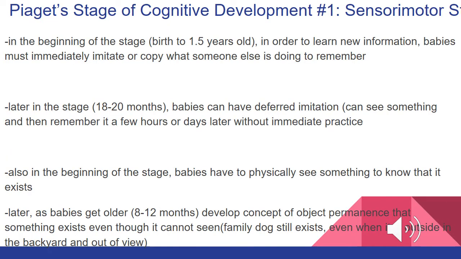In the beginning of the sensorimotor stage, from birth to about 1.5 years old, babies have to learn new information by immediately imitating or copying the desired action. If they do not immediately imitate or copy it, they will not remember it. However, later in the stage, by about 18 to 20 months, babies can start to have deferred imitation. That's just a fancy way of saying that they can see something and still remember it a few hours later, even a day later, without immediate practice.